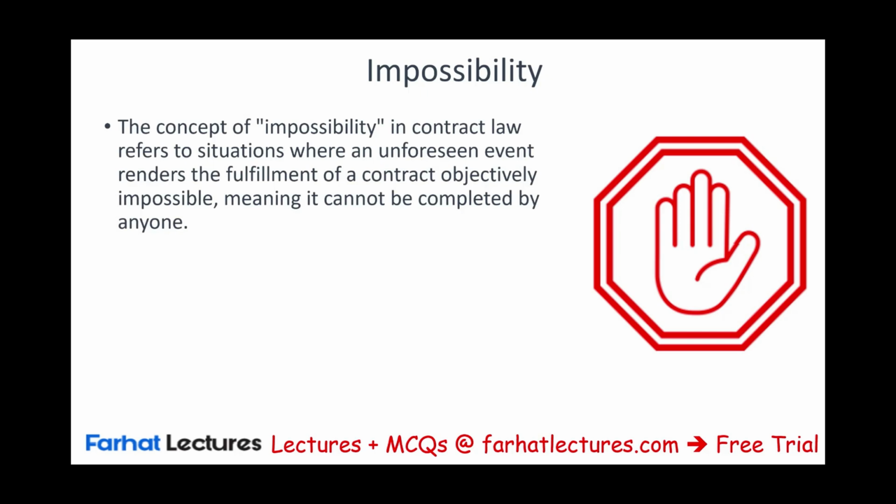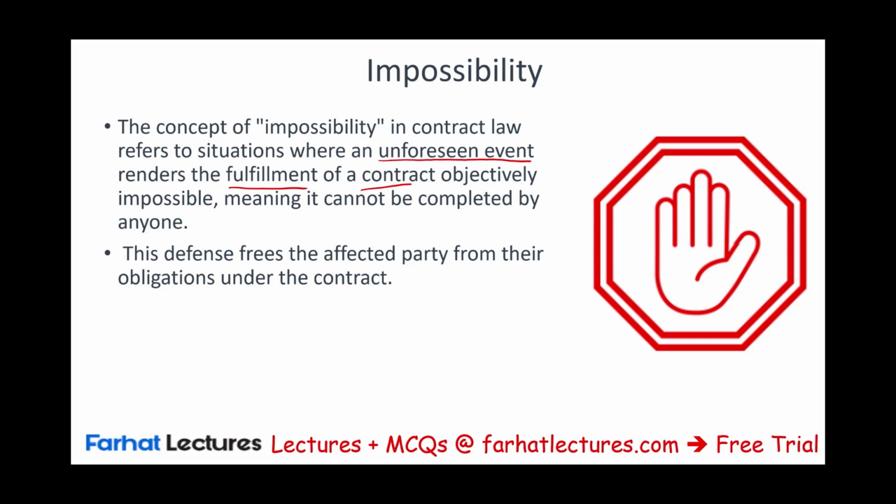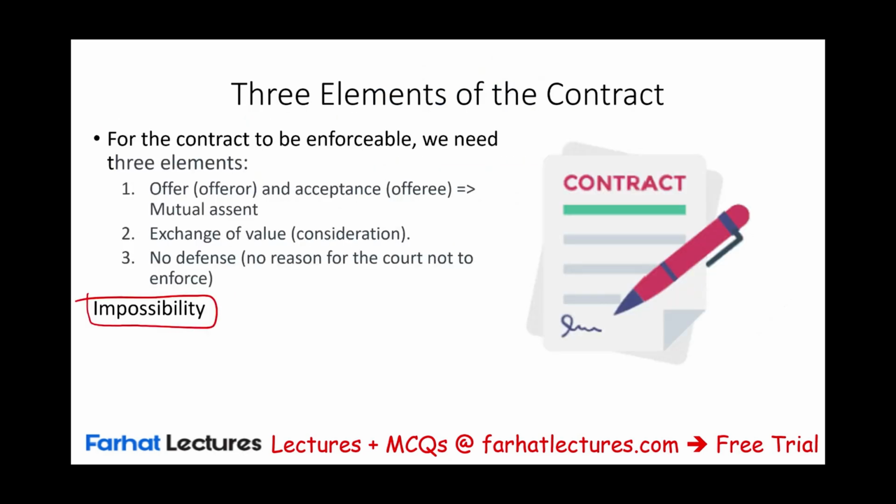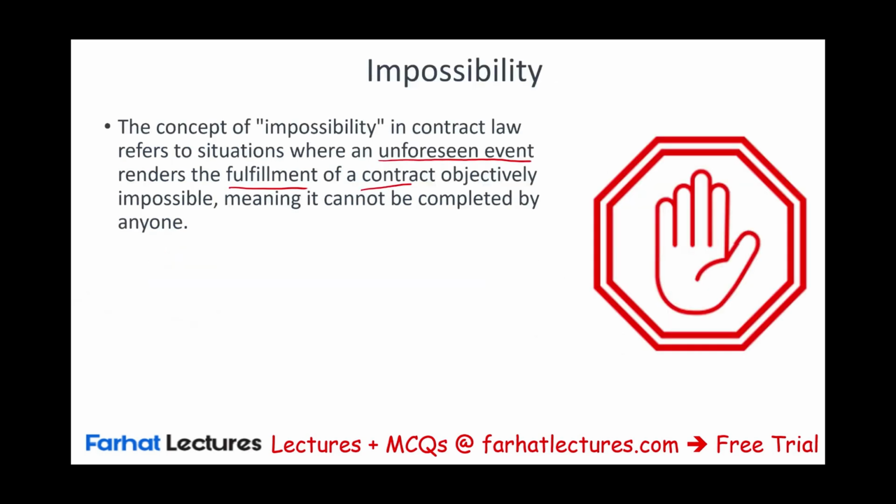Impossibility, this concept in contract law, refers to a situation where there's an unforeseen event that makes the fulfillment of the contract impossible, meaning it cannot be completed by anyone. And this defense frees the affected party from their obligation under the contract. Simply put, you would say, I cannot perform, and the reason I cannot perform is because of this event occurring. And as a result, what we have is a defense. What's the defense? Impossibility of performance.